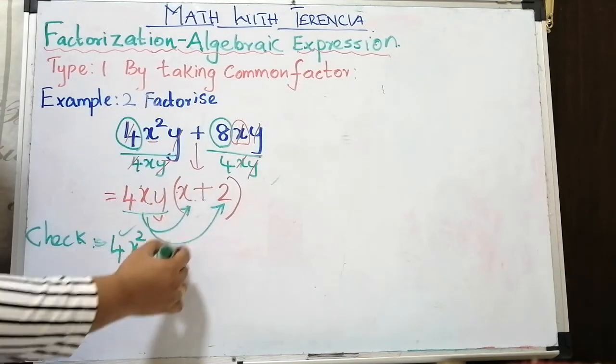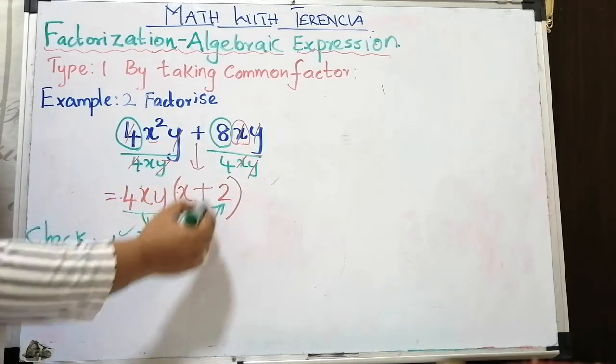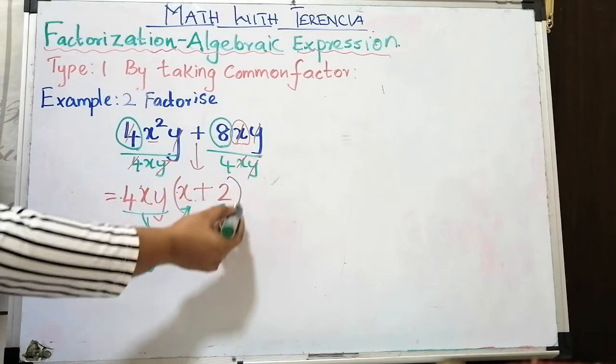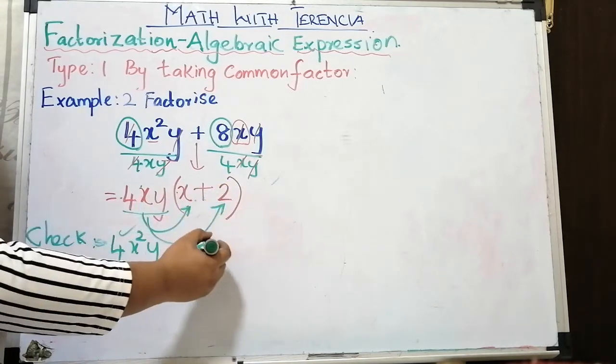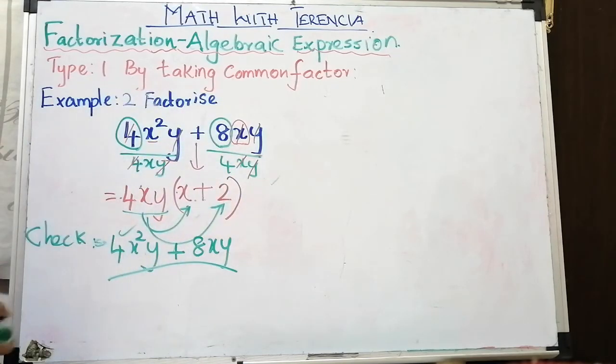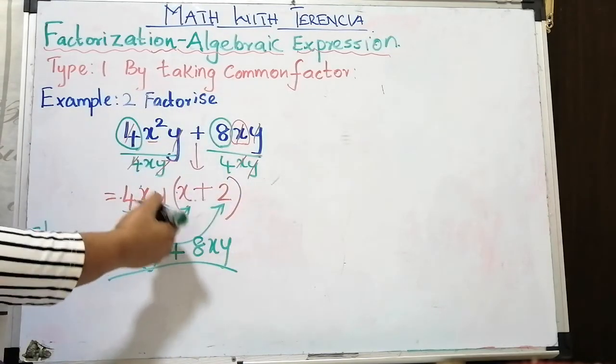Now we'll check with the next term. Plus 4 times 2 is 8. And the xy here, I don't have any variable. That means it is 1. So xy times 1 is xy. So I have got same as the question. So this shows that what you have factorized is right.